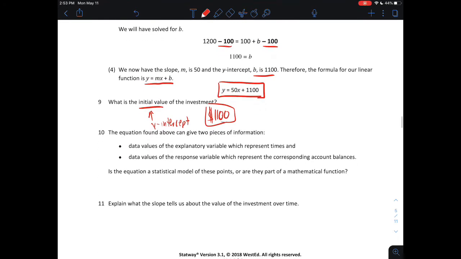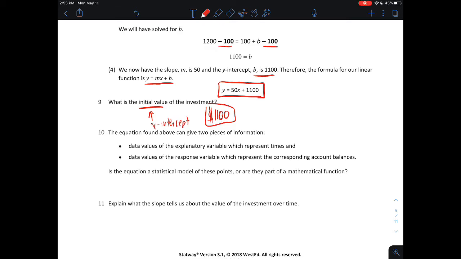Number 10. The equation found above can give two pieces of information. Data values of the explanatory variable, which represent times, and data values of the response variable, which represent the corresponding account balances. Is the equation a statistical model of these points, or are they part of a mathematical function?